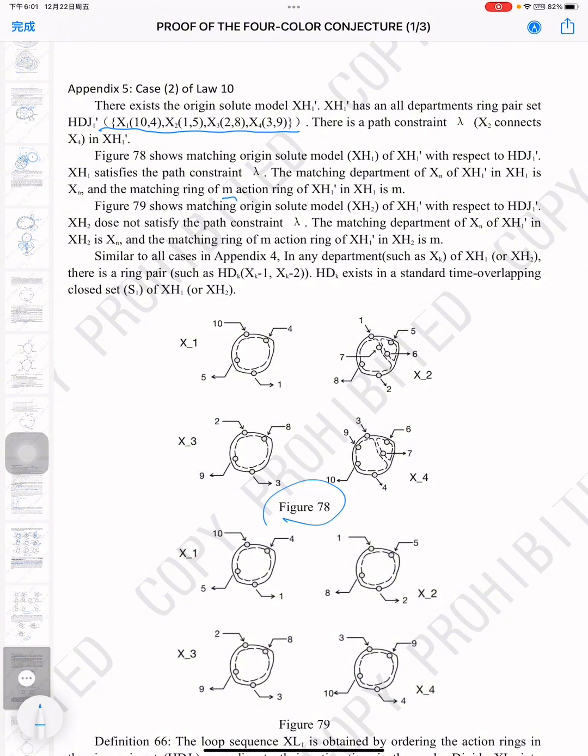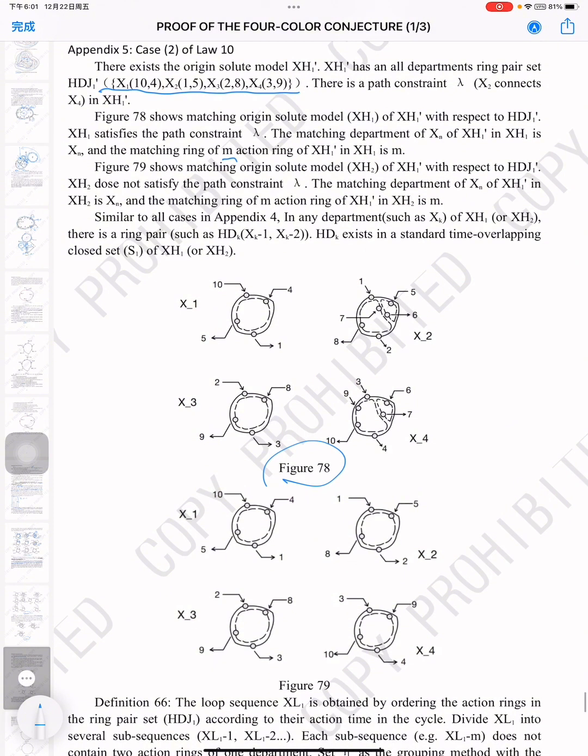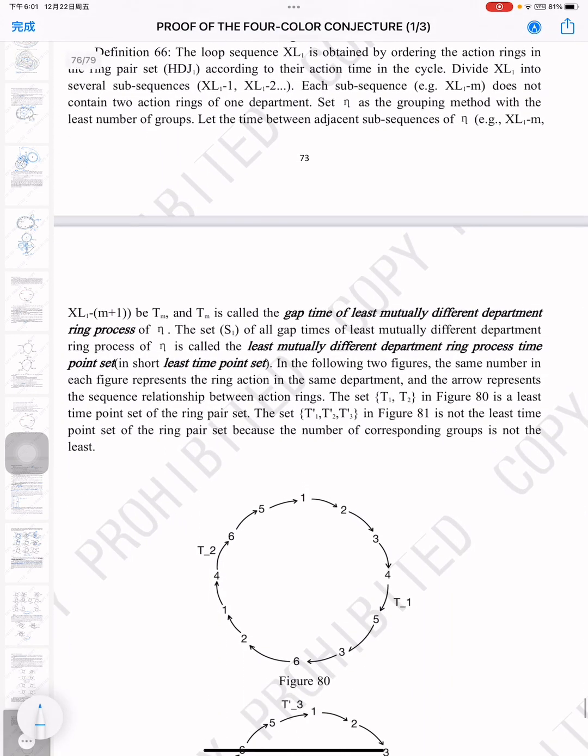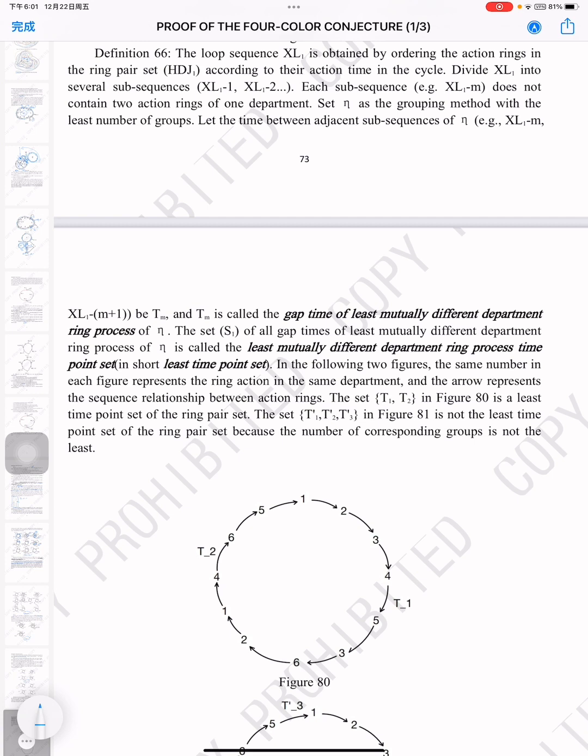there is a ring pair such as HDK, SK-1, SK-2. HDK exists in a standard time overlapping closed set S1 of XH1 or XH2. Definition 66. The loop sequence XL1 is obtained by ordering the action rings in the ring pair set HDG1 according to their action time in the cycle.